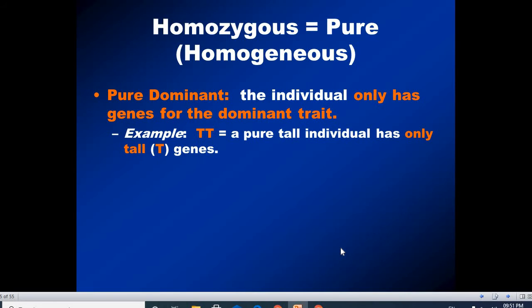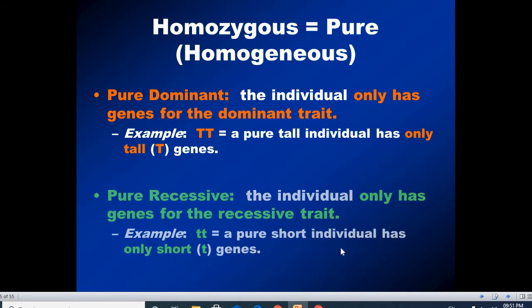Pure dominant means the individual only has genes for the dominant trait. For example, capital T, capital T, so both are tall. A pure tall individual has only tall genes. So this is the example for homozygous.